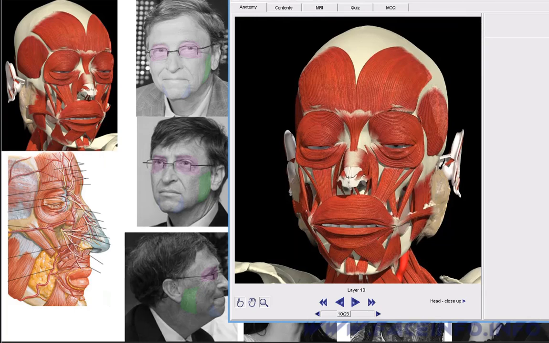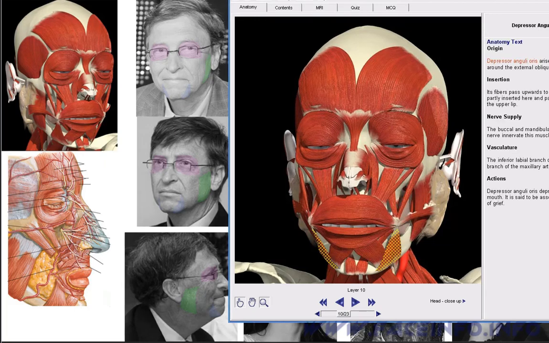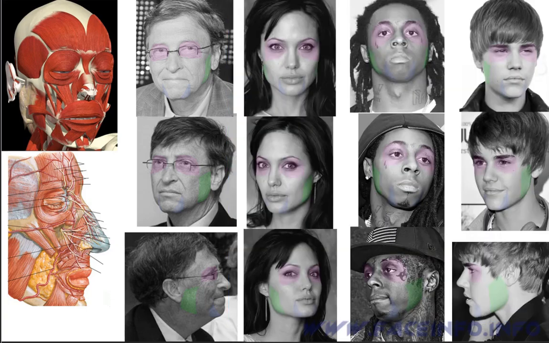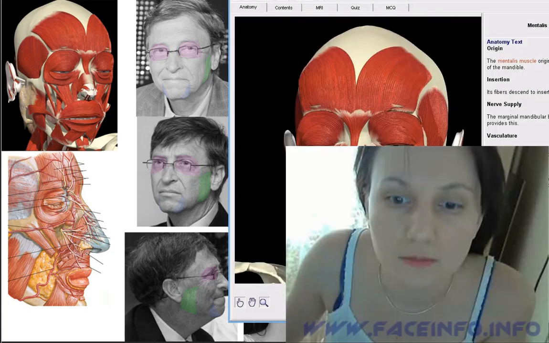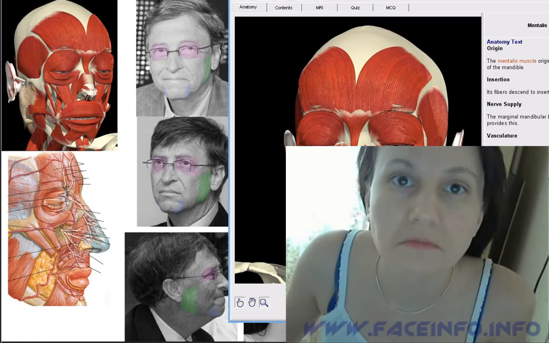Now let's have a look at the chin muscles. This is the depressor anguli oris. It arises from the lower jaw here. Then it goes upwards to the mouth corner, and it lowers the mouth corner. So on all of the pictures it's blue. I show how it works.